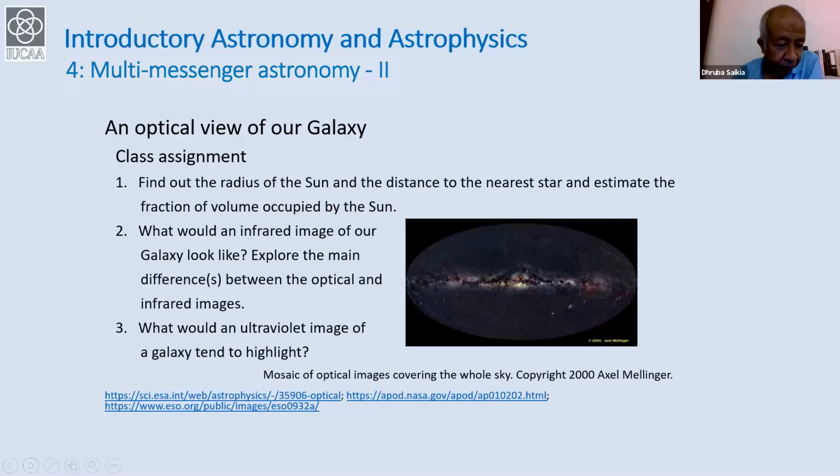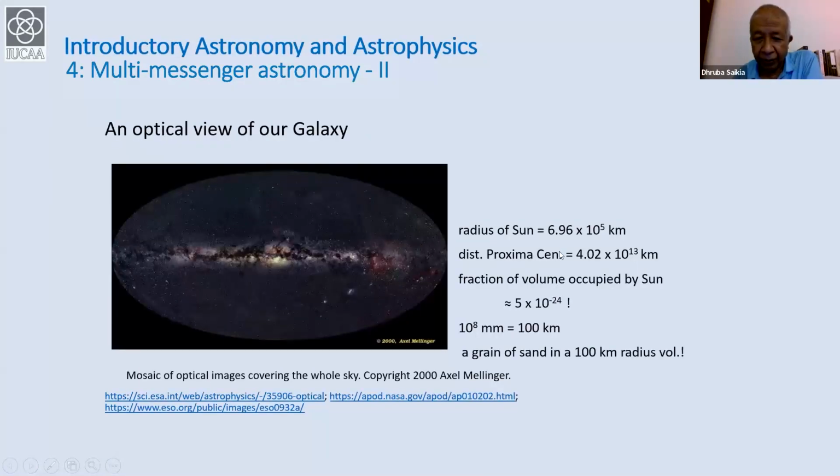Okay, now let's look at what Aquino has calculated for us. And this is what I had sort of quickly put down. And it's about 5. Radius of the sun is this, distance to Proxima Centauri is this, and you can get about 5 into 10 to the power of minus 24.